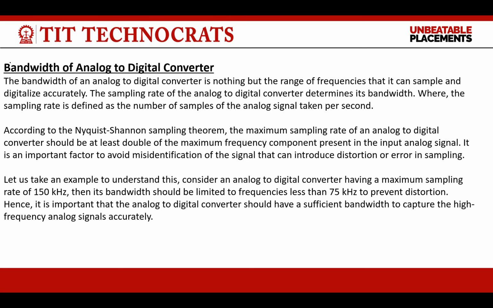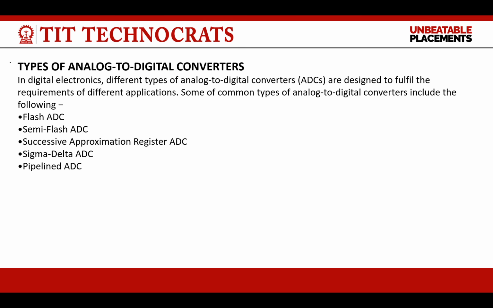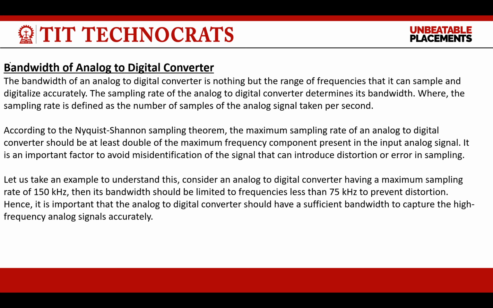Then the second important factor is the bandwidth of the analog to digital converter. The bandwidth of an analog to digital converter is nothing but the range of frequencies that it can sample and digitize accurately. The sampling rate of the analog to digital converter determines its bandwidth, where the sampling rate is defined as the number of samples of the analog signal taken per second.